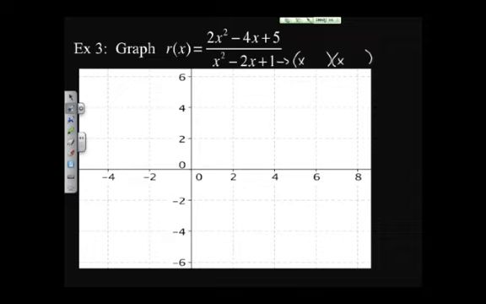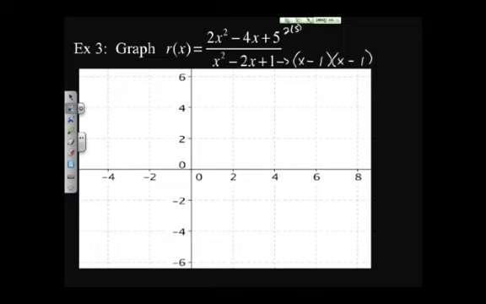The signs are the same, both negative, and factors of 1 that will add up to be -2. So we get that. On the top, we'd have to find factors of 2 times 5 is 10, and there's no factors of 10 that will have the same sign and add up to be -4. So that one doesn't factor.